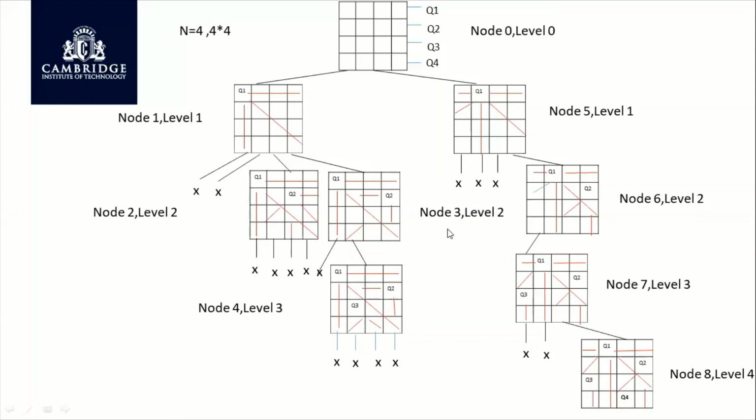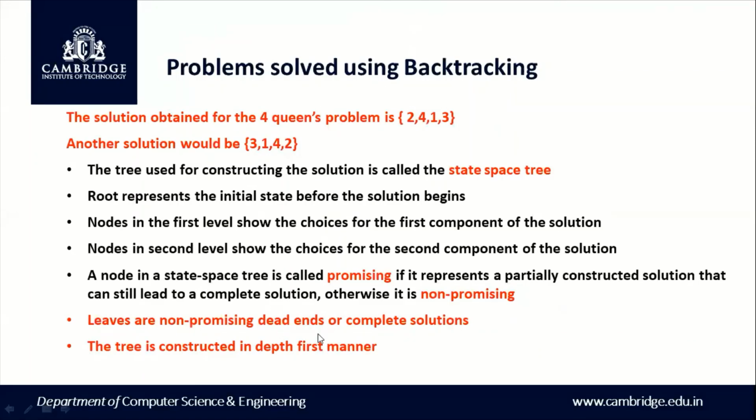So if you find that in the state space tree, all the leaf nodes will be either complete solutions or non-promising nodes. Because once you find a non-promising node, you have to backtrack. So leaves are non-promising dead ends or complete solutions. The tree is constructed in a depth first manner.